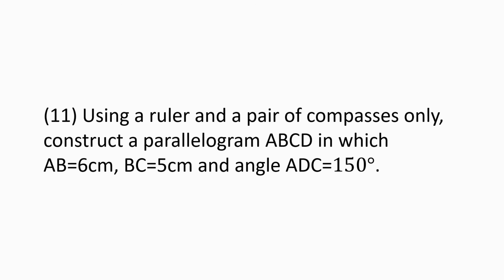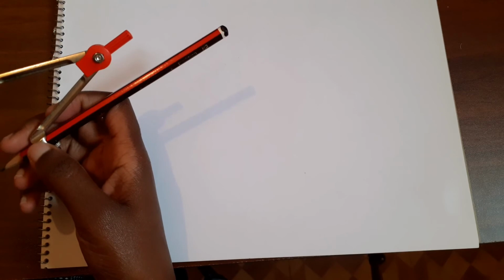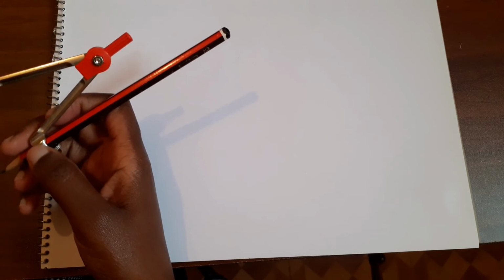Question 11. Using a ruler and a pair of compasses only, construct a parallelogram ABCD in which AB is equals to 6 centimeters, BC is equals to 5 centimeters, and angle ADC is equals to 150 degrees. We are required to construct a parallelogram ABCD, in which AB is 6 centimeters, BC is 5 centimeters, and angle ADC is 150 degrees.